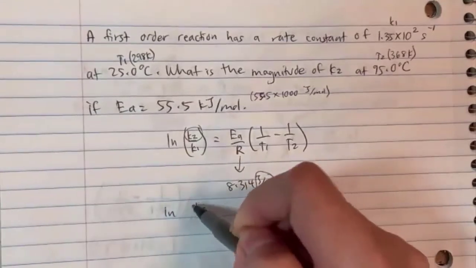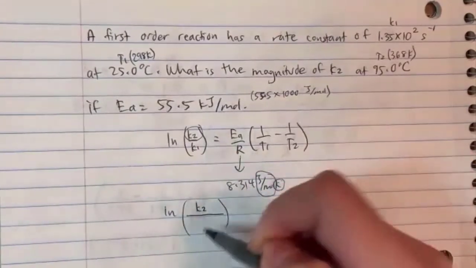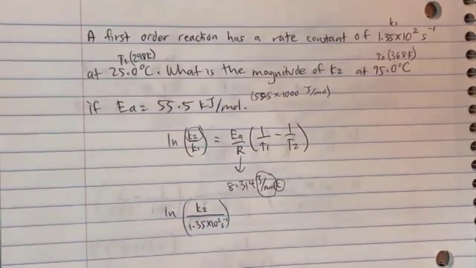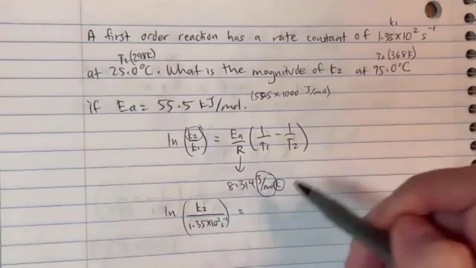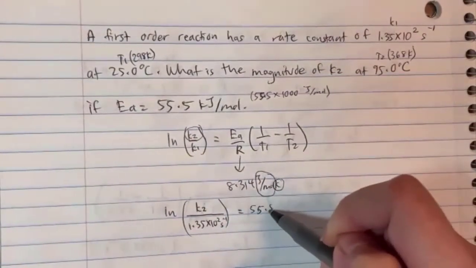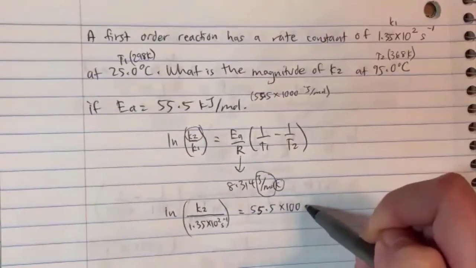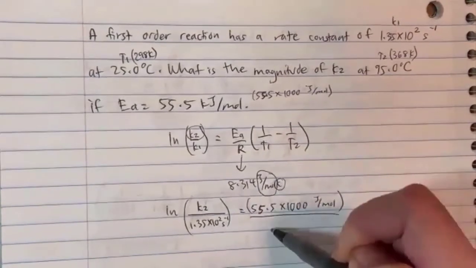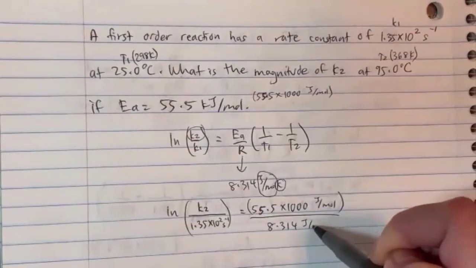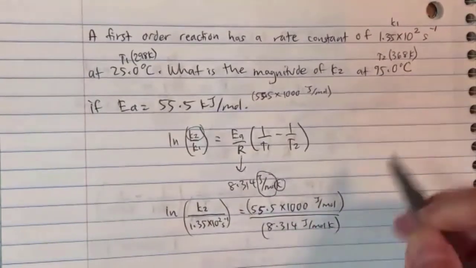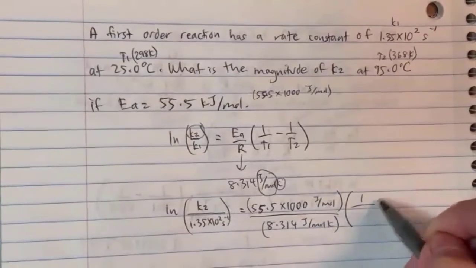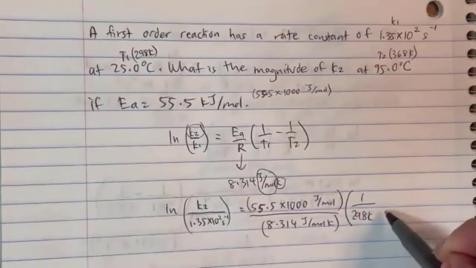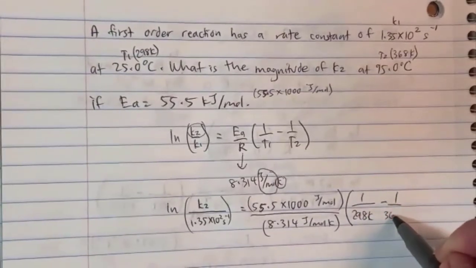ln of K2, we don't know what K2 is, we're looking for that. We know K1. What's K1? 1.35 times 10 to the power 2 per second. All right, that goes there. And then let's put my EA in. I'm just going to do 55.5 times 1,000, because I know the conversion, joules per mole. And then R, 8.314 joules per mole Kelvin. And then you do your temperature: 1 over, what's your T1? 298 Kelvin, minus 1 over 368 Kelvin.